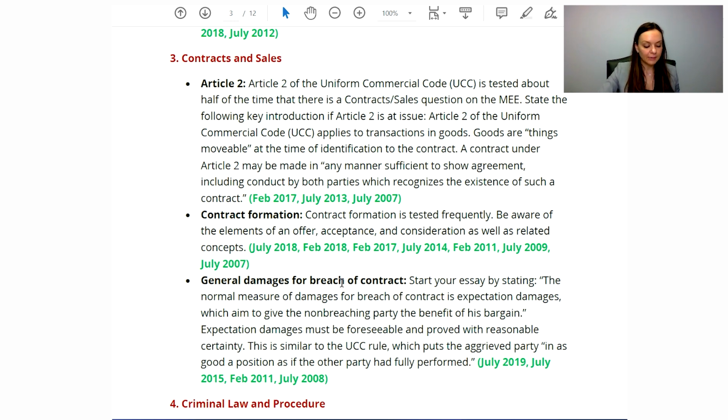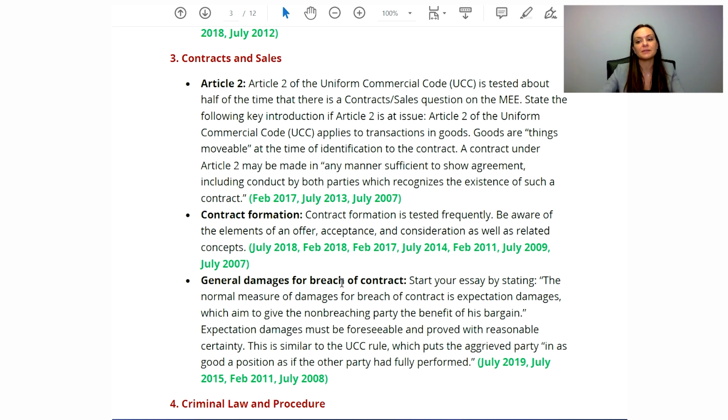First things first, I want to circle back to Article 2, this first bullet. It's oftentimes a good place to start in response to a contracts and sales question to evaluate whether or not the common law or Article 2 is going to apply. This is a great way to pick up a few points. It's usually not worth a ton, but it's worth something. It's also a nice way to start your essay because it gets you writing, which is going to boost your confidence a little bit. So remember that Article 2 of the Uniform Commercial Code is going to apply to a transaction in goods.